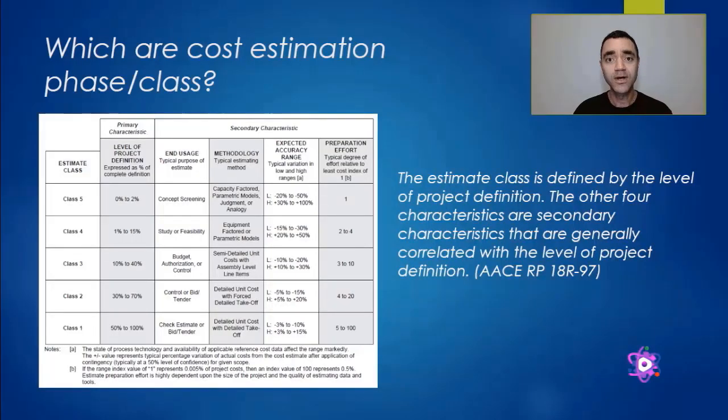For instance, according to the Association for the Advancement of Cost Engineering, a cost estimate can be divided into 5 classes, and these classes range from class 5 to class 1. And from this table, you can identify that the higher the class number, the less accurate the cost estimation. So if I consider that I am in the concept screening, not too much of the project is defined. In fact, eventually there is no project yet, it's just verifications and studies.